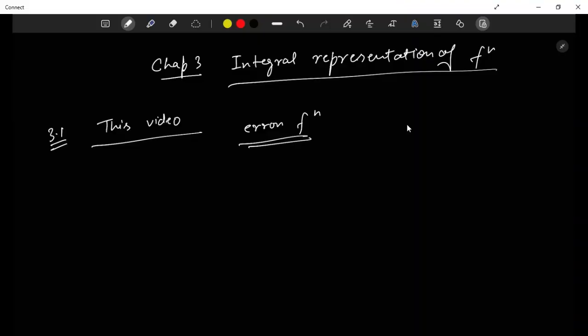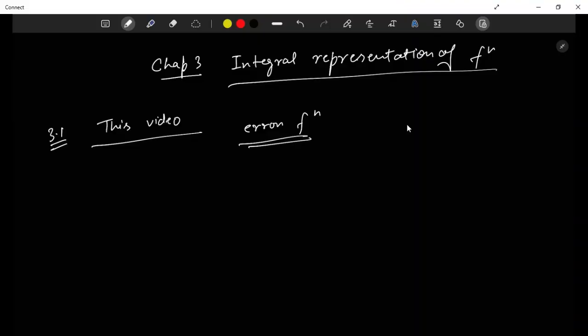So in this video we will discuss chapter number 3, integral representation of the function, and in which a specific case we will look for, and it is the error function. This is section number 3.1, the error function, and the next section will be 3.2, Fresnel integral, and then I will be discussing the gamma function in the next videos. Okay, so let us proceed and look how to visualize this function.